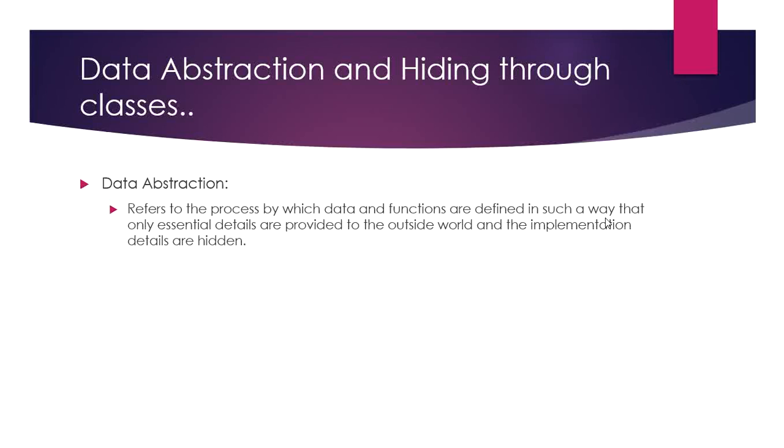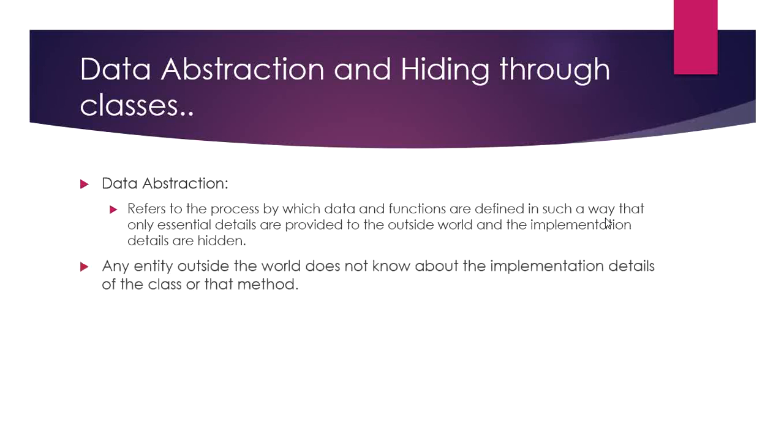So what is data abstraction? We are abstracting the data. Here we are just going to provide the stuff that is essential. Essential details are only provided to the outside world, and how I implement it, I'm not going to show it, that will be hidden. So that is data abstraction. Any entity outside does not know the implementation details of the class or that method.